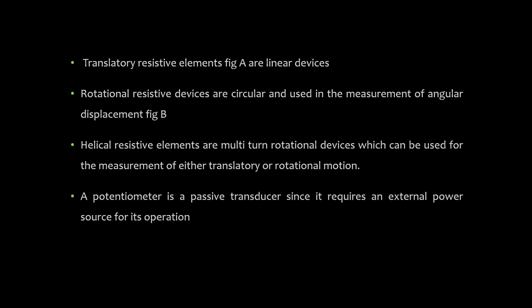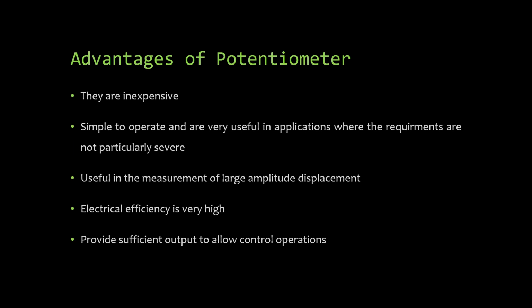A potentiometer is a passive transducer since it requires an external power source for its operation. Now let us discuss the advantages of the potentiometer. Potentiometers are inexpensive, available at low cost, very simple to operate and very useful in applications where the requirements are not particularly severe. They are useful in the measurement of large amplitude displacement, and their electrical efficiency is very high, and they can provide sufficient output to allow controlled operations.